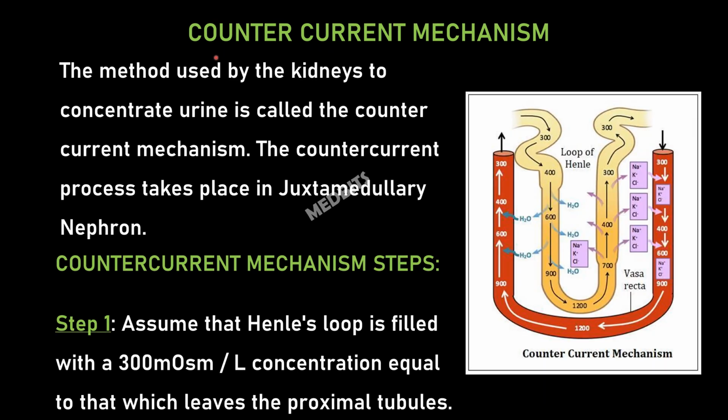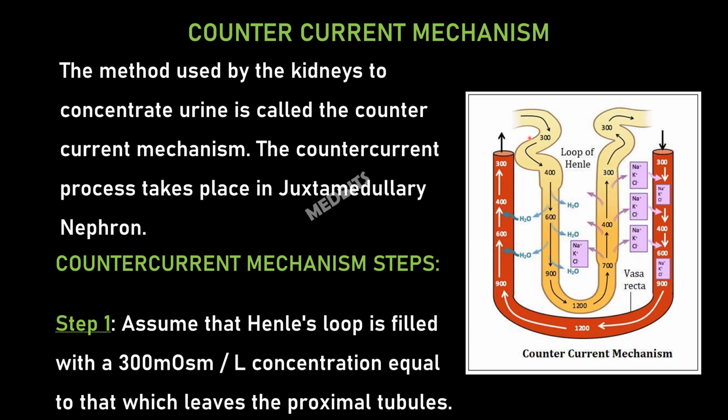Let's look into the definition of the countercurrent mechanism. The method used by the kidneys to concentrate urine is called the countercurrent mechanism. It's very simple, right? The countercurrent mechanism takes place in the juxtamedullary nephron. There are various steps involved in concentrating urine, or let's say for the countercurrent mechanism.